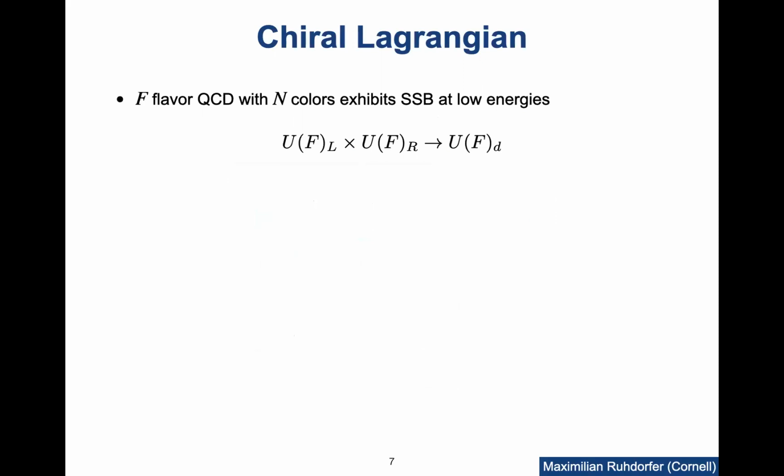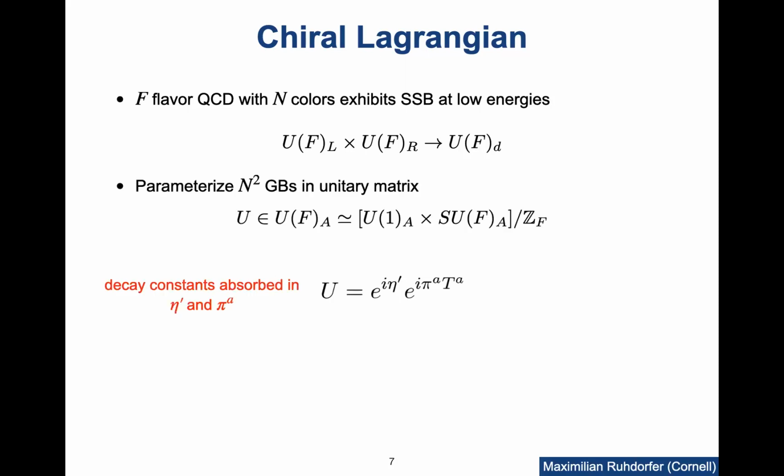Okay, the starting point is, of course, the chiral Lagrangian. What I will consider here is just F flavor QCD with N colors. And as you all know, at the classical level and low energies, QCD has a flavor symmetry of U(F) left times U(F) right, which gets spontaneously broken to its diagonal combination U(F)_D. Which means that in principle, you have at a classical level F squared Goldstones, which you can parameterize in a unitary matrix U, and the Goldstone which corresponds to the spontaneously broken U(1)_A would be the eta prime, and the pions are the Goldstones of the spontaneously broken SU(F).